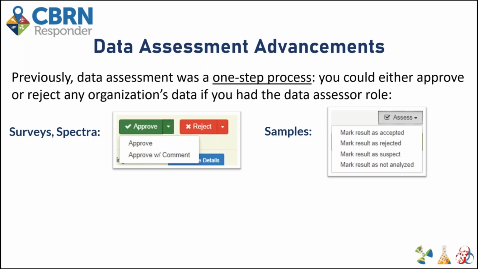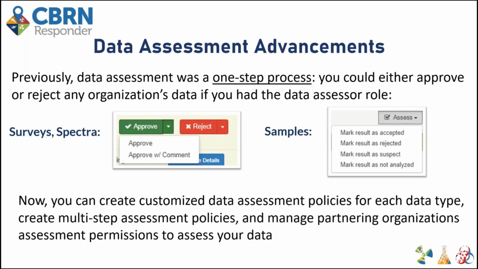And just a quick look at what this used to look like. You would have the approve or reject button. And then for samples, you could also mark those specifically as accepted, rejected, suspect, or not analyzed. So we wanted to build off that based on the user feedback from you all. So now you can create customized data assessment policies for each data type. You can create multi-assessment step policies, and you can also manage your partnering organization's assessment permissions to assess your data.